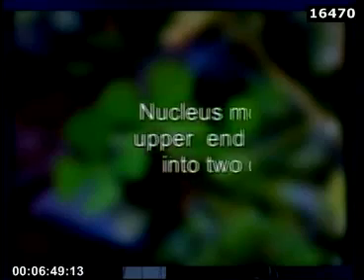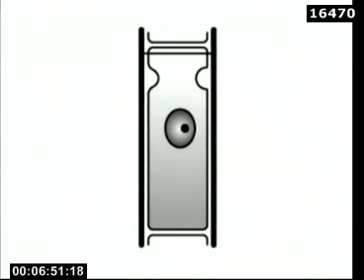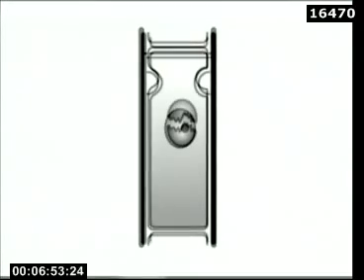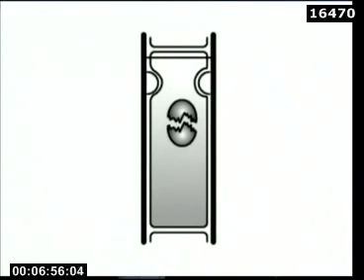This ring-like formation is followed by the nuclear division. The nuclear division starts by the movement of the nucleus towards the upper end of the cell, where it divides into two daughter nuclei. The nuclear division is followed by the formation of a cytoplasmic strand between the two nuclei.